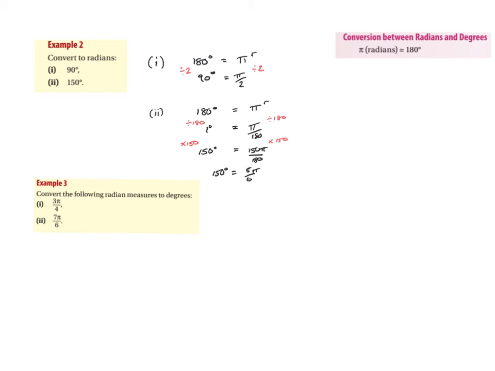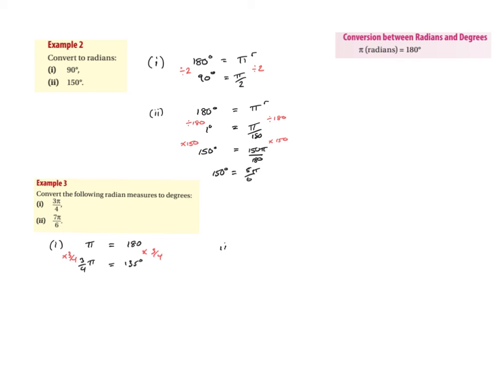Let's do it the other way around. The first one here, we have 3/4 pi. What's that in degrees? Again, we start off with pi is equal to 180. What we want now is 3/4 pi on this side. Very straightforward. We multiplied by 3/4, which means we've got to do exactly the same on the other side. 180 multiplied by 3/4 is 180 divided by 4, which is 45, and 45 times 3 is 135 degrees.